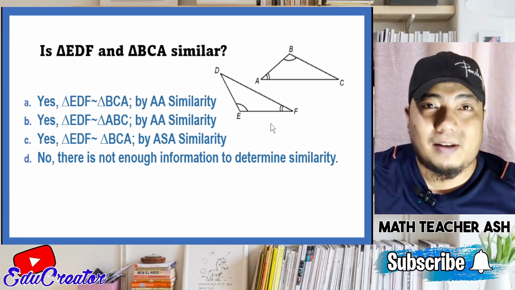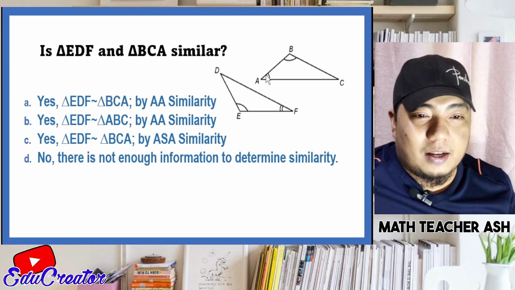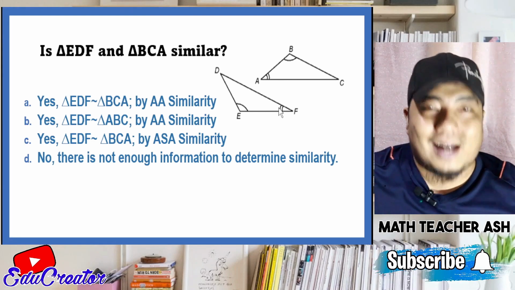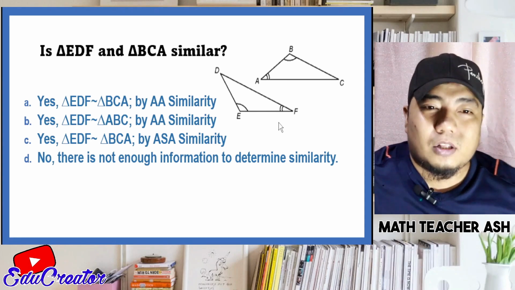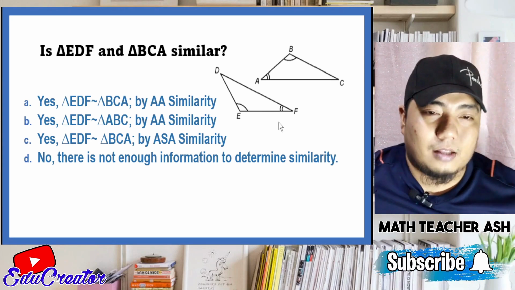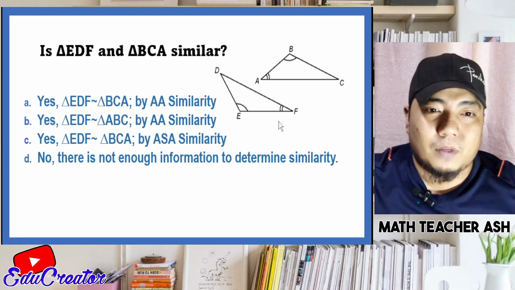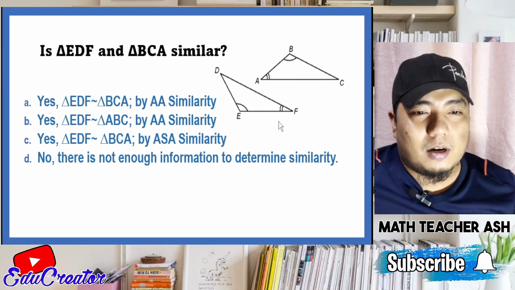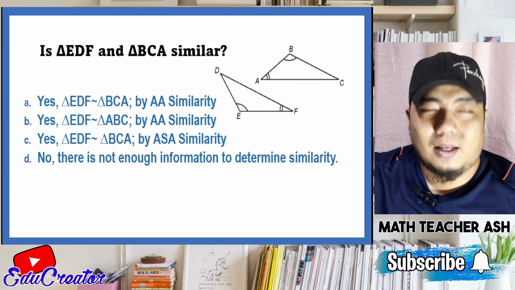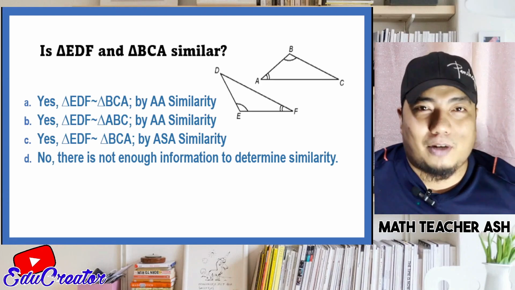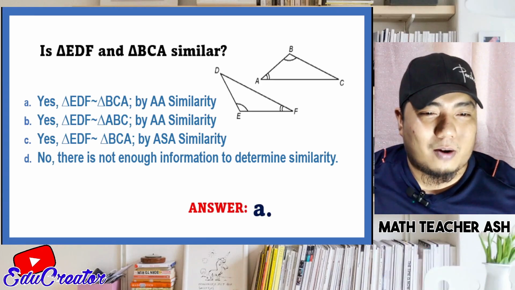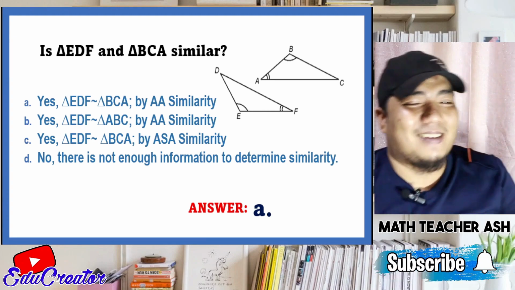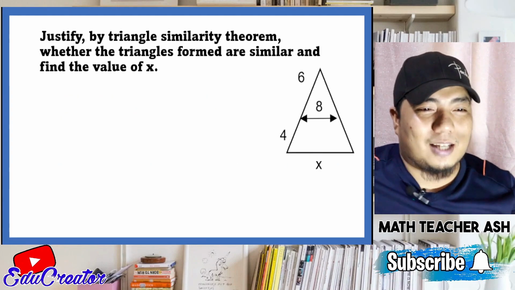Now check our given. As we can see in our given, the focus there are two angles. So angle and angle. Now, there is no tick mark that is being drawn for sides. So therefore, we will be dealing with two angles. So therefore, the correct answer is letter A. Okay, let's check whether we are correct. Okay, correct, my dear math learners. Now let us go to the next question.